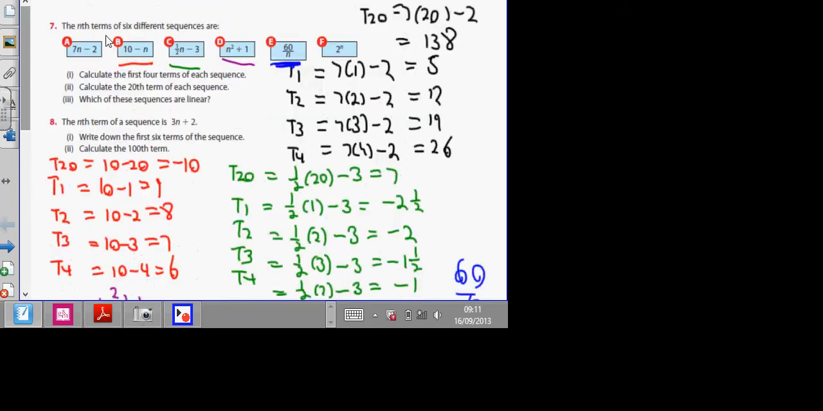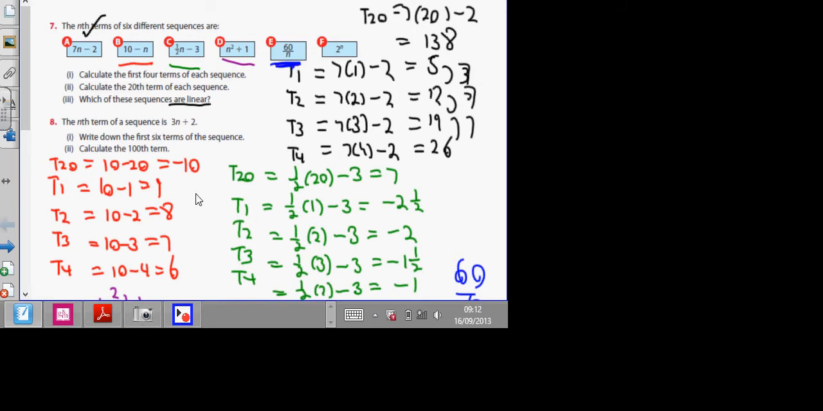Alright guys, which of these sequences are linear? What does linear mean? Can anybody tell me? Go up by the same amount. Go up by the same amount or go down by the same amount. Is the first one linear? Is A linear? Yeah, it is, because there's a gap of 7 every time.